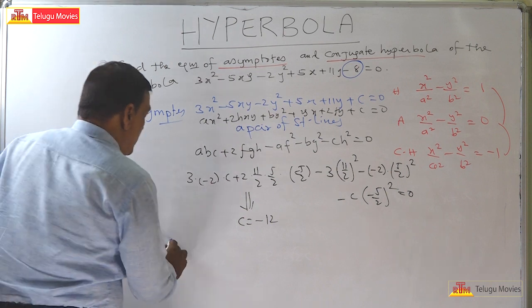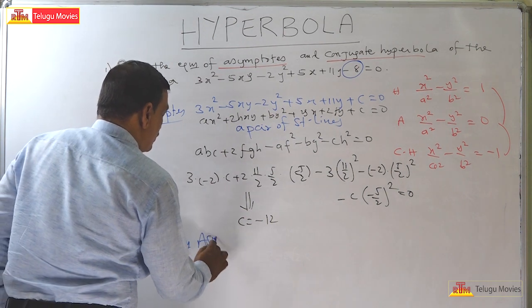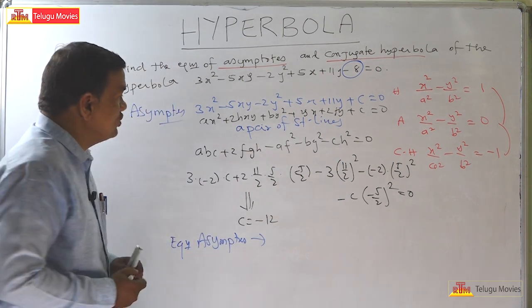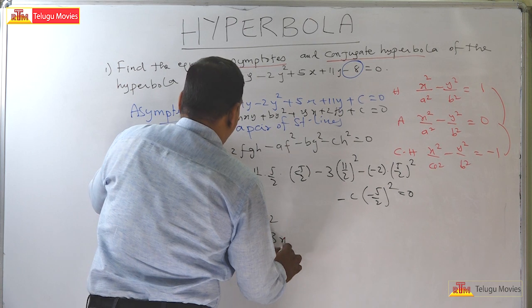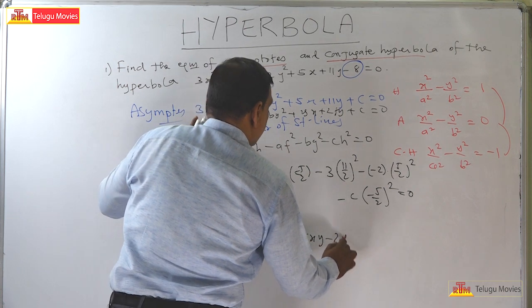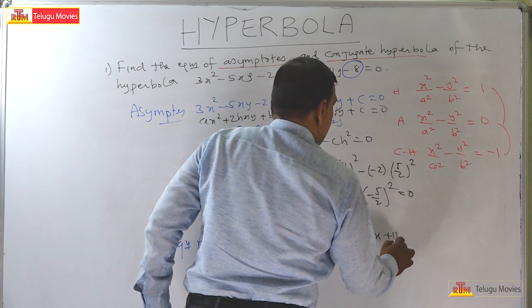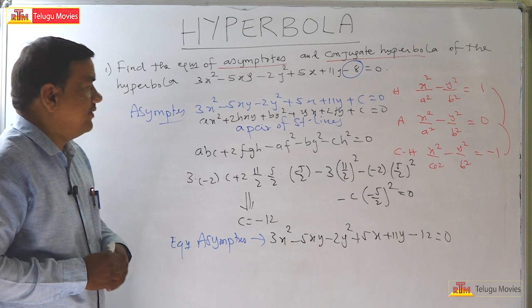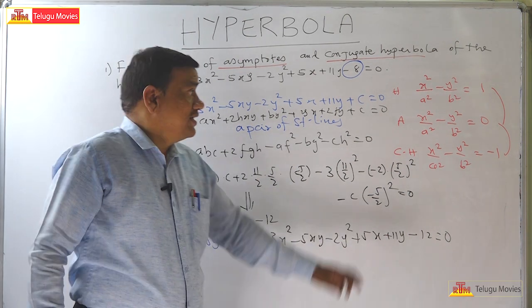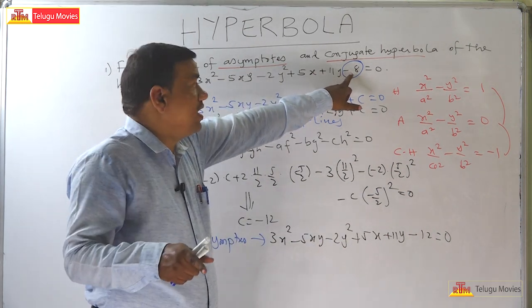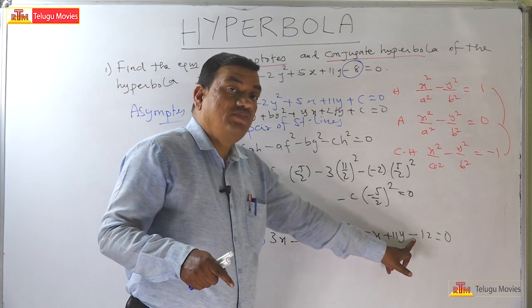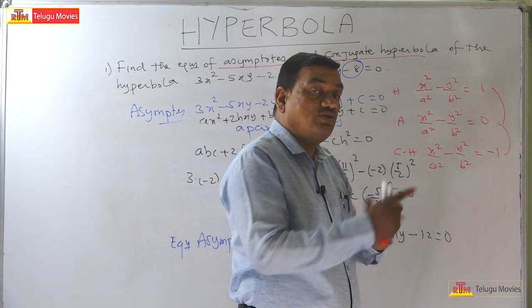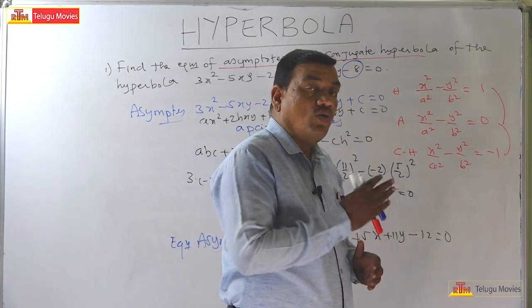Therefore, what are the equations of the asymptotes? The equation of the asymptotes is 3x square minus 5xy minus 2y square plus 5x plus 11y minus 12 is equal to 0. Understand here? See here, the constant in the equation of the hyperbola is minus 8, and in the equation of the asymptotes it is minus 12. So here 1, 0. Next, what is the difference we have to get? Same, minus 1. 1, 0, minus 1.